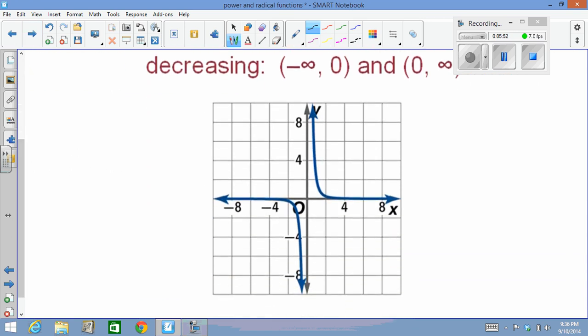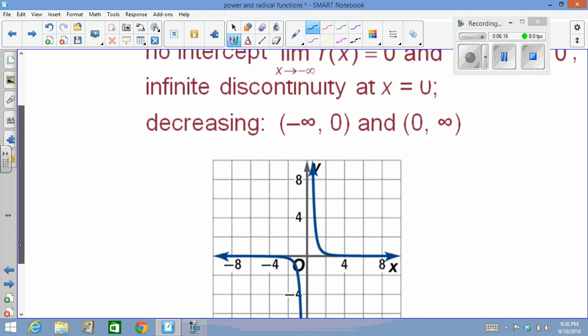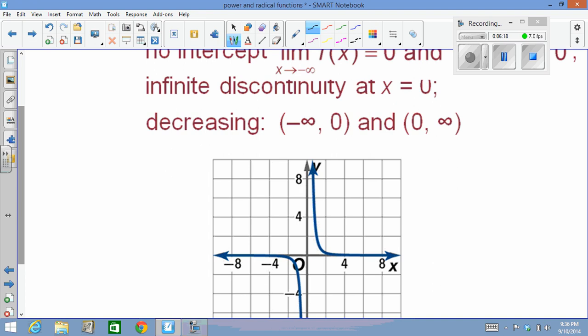If I look, notice that my domain is everything but 0, so negative infinity to 0 and 0 to positive infinity. My range is going to be everything except for 0, of course. So my range would go from negative infinity to 0 and 0 to infinity. Hey, there's that union again. And then there's going to be no x-intercept and no y-intercept because it never crosses the axis there.